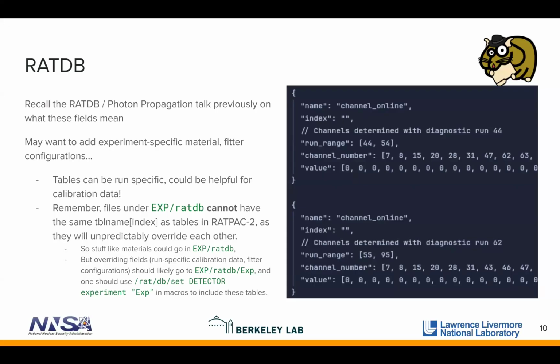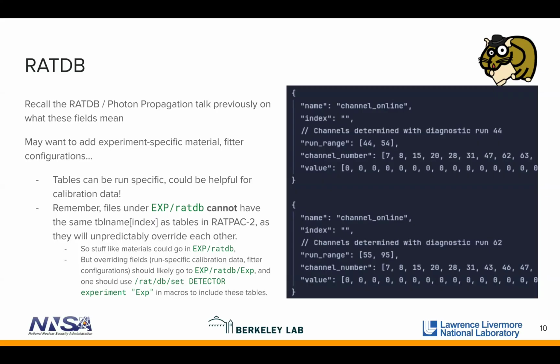But some of the things you definitely want to override, stuff like calibration data, things like that. Does that make sense to people? This might be a little bit confusing. Okay. What's an example of something you would override?